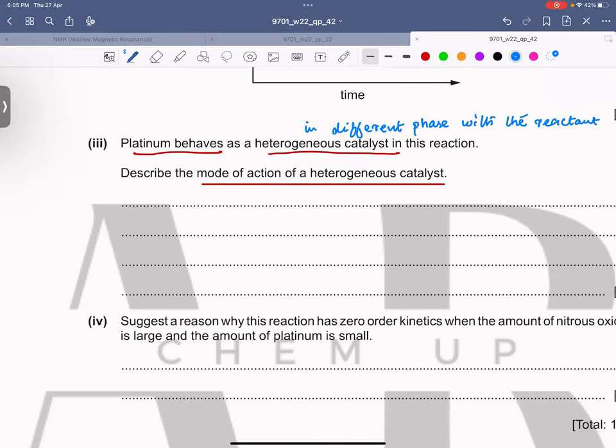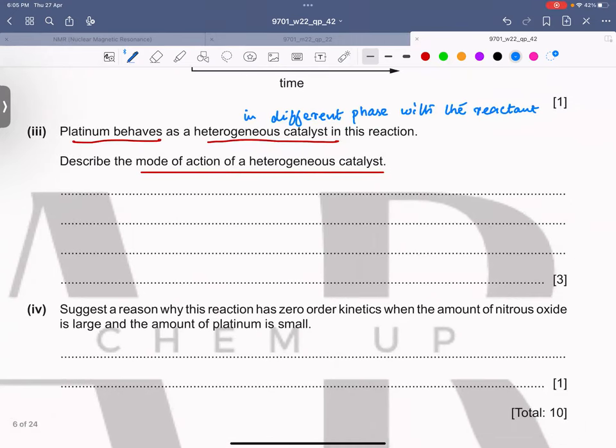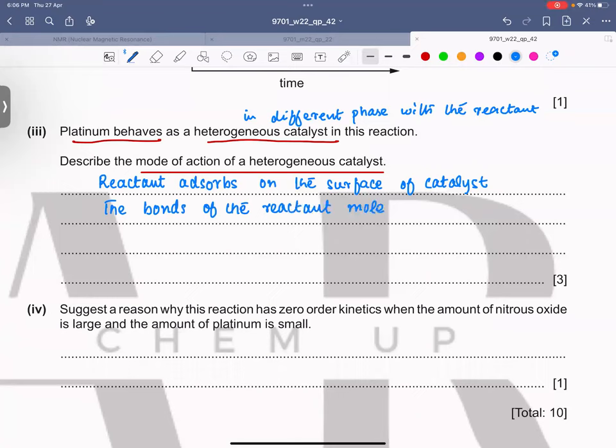So, first, what would happen is that the reactants adsorb on the surface. They actually stick to the surface of the catalyst, bond with the surface of the catalyst. Then the bonds of the reactant molecules get weaker.